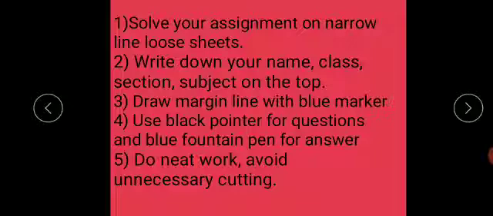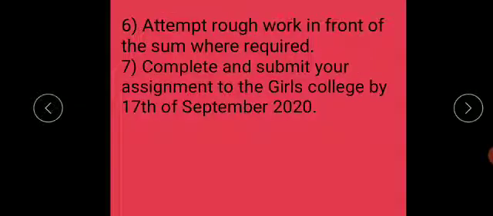Draw margin line with blue marker. Use black pointer for questions and blue fountain pen for answers. Do neat work. Avoid unnecessary cutting. Attempt rough work in front of the sum where required. Complete and submit your assignment to the Girls College by 17th of September 2020.